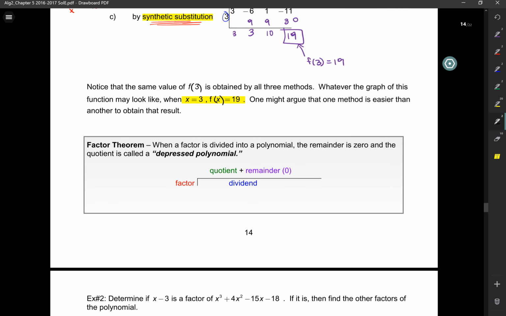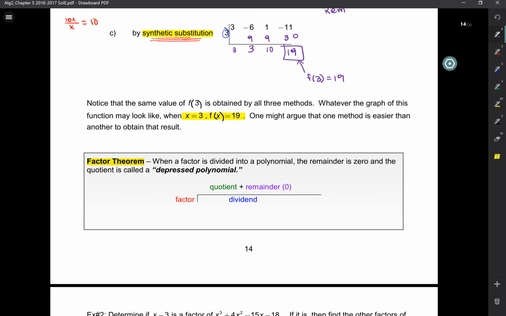All right, so that brings us to what we call the factor theorem. Now, before we go to the factor theorem, let's think about dividing regular numbers. So suppose I wanted to divide 61 by 4. All right, 4 goes into 61. I know it's 15. 15 times 4 is 60, and I have a remainder of 1. Well, now, what if I wanted to divide 60 by 4? 4 goes into 6 once.